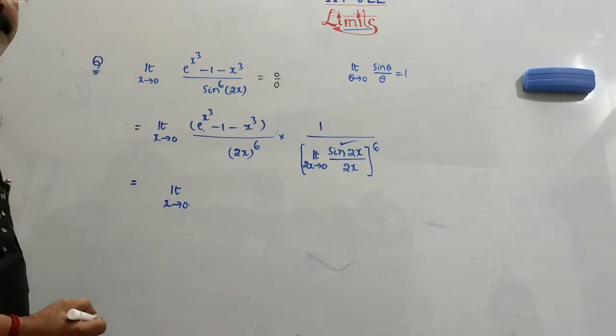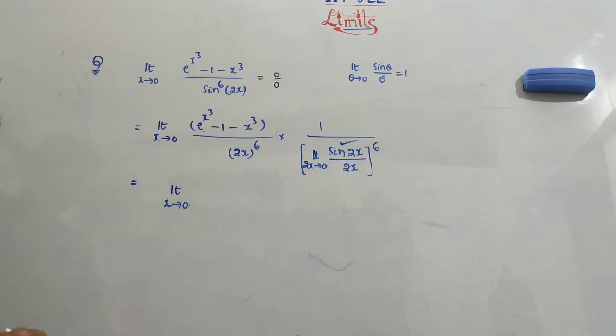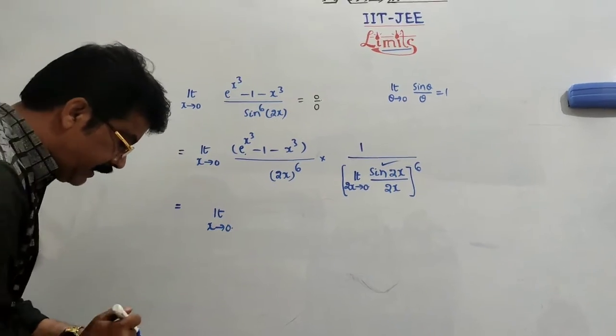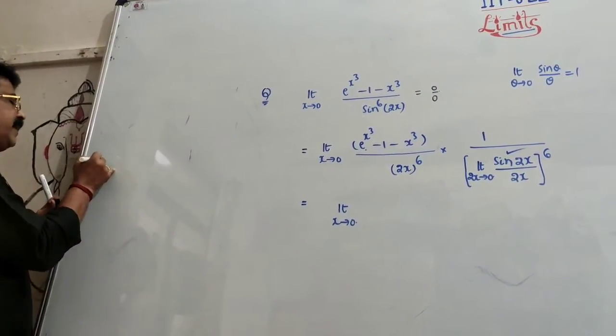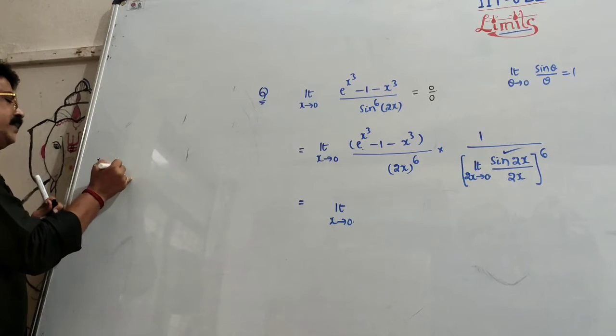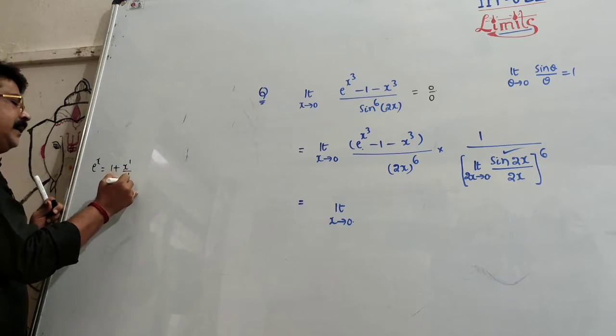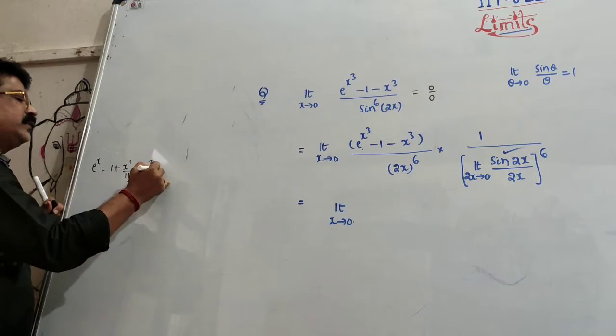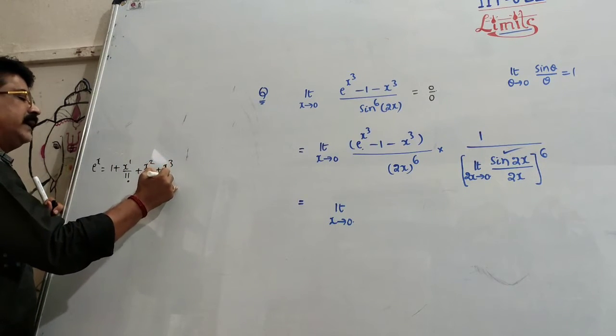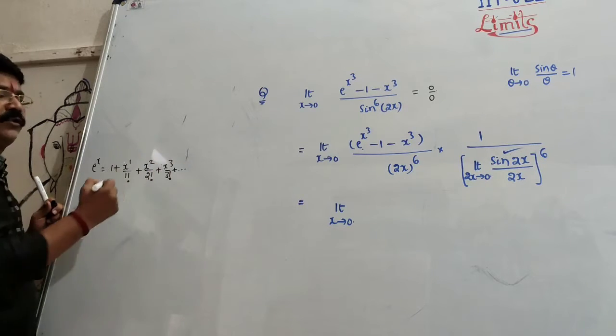So that is equal to limit x tends to 0. Here I am using the expansions. What is the e power x expansion? Tell me. e power x equals 1 plus x to the power of 1 by 1 factorial, plus x squared by 2 factorial, plus x cubed by 3 factorial, and so on.